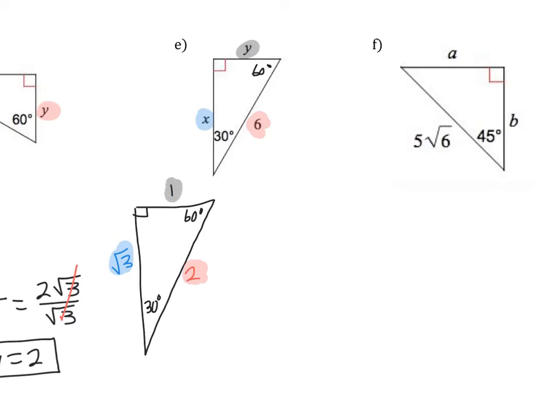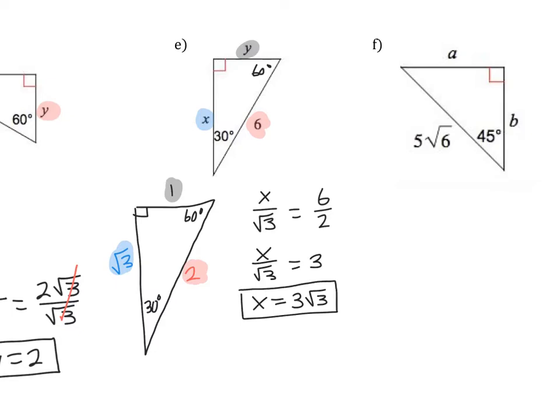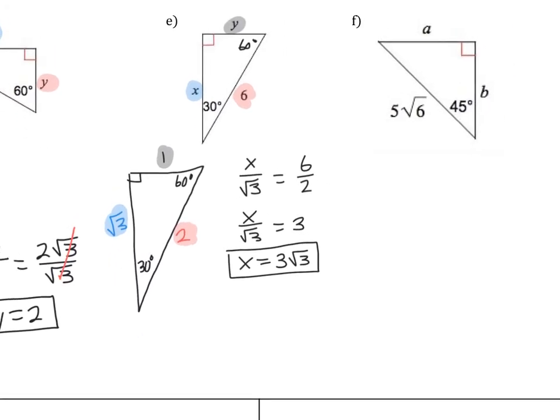Let's find x first. So we can say x over root 3 equals, so now we'll use 6 over 2 because we know both values. So 6 over 2 is 3, and then we can multiply both sides by root 3 to get x equals 3 root 3. Okay. Let's set up a ratio to find y. So here we have y over 1 equals 6 over 2. Y equals 3. There you go.